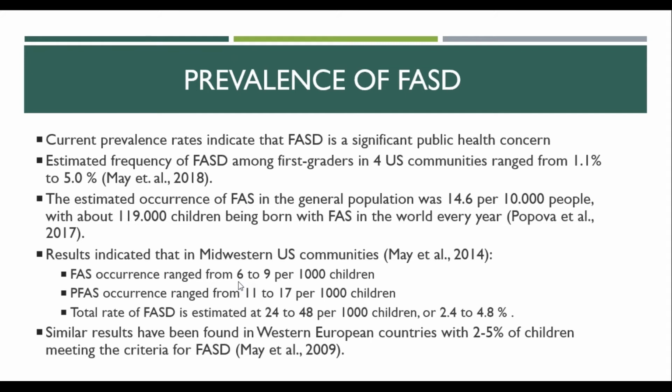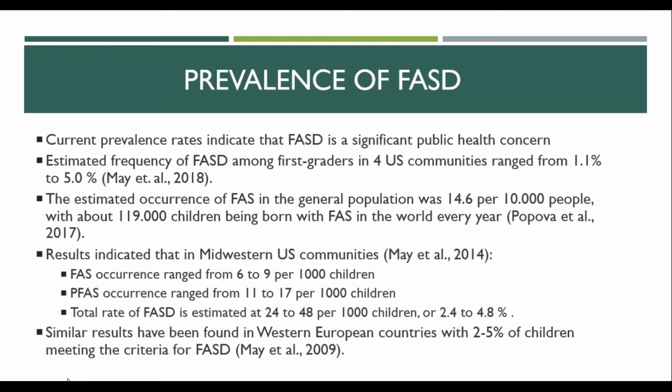Now, why am I saying that? Because of the prevalence rate. Okay, so going back to this slide with the prevalence rate, some of the studies going back to 2014 indicated that in the Midwestern US communities, the full range of fetal alcohol syndrome ranged from 6 to 9 per 1,000 children. And then the total rate of fetal alcohol spectrum disorder, which is the whole range, was about 2.4 to 4.8%.